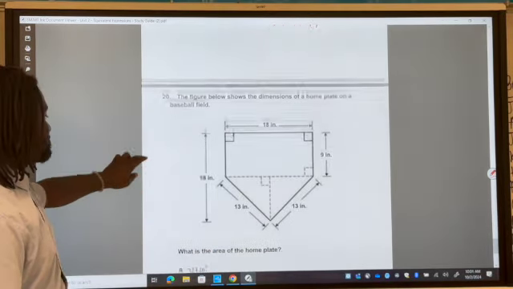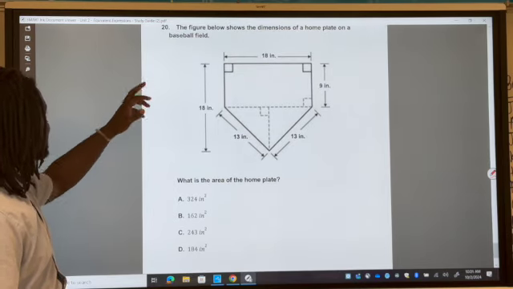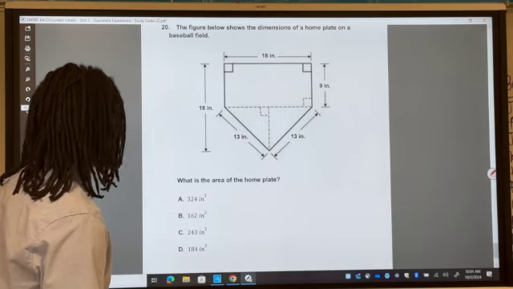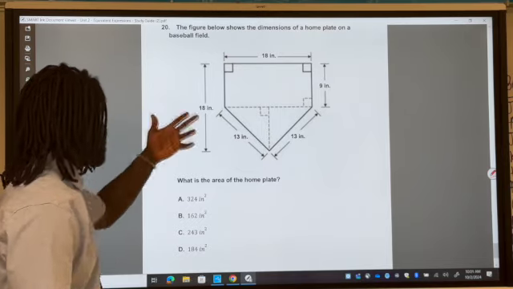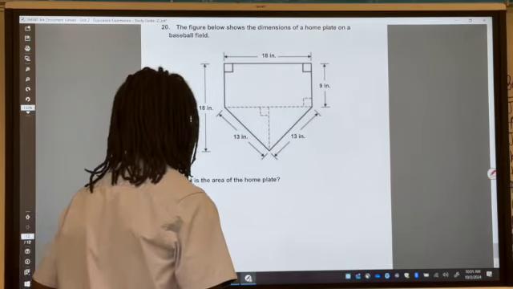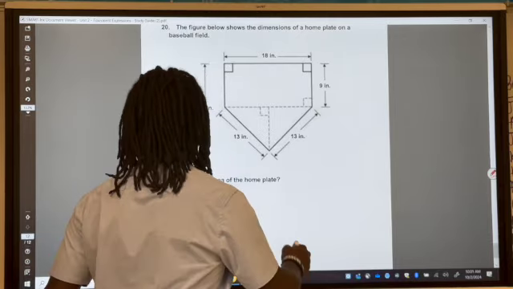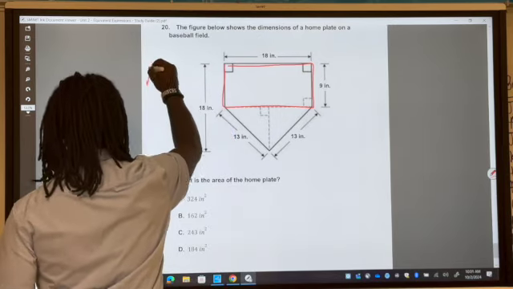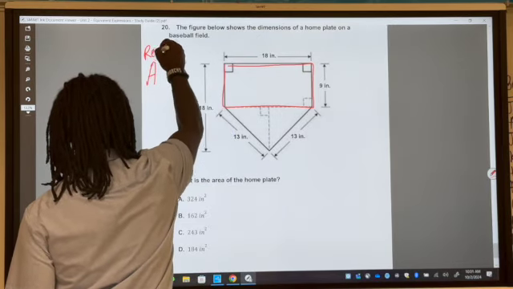And we have made it to the end, okay? You got this baseball home plate, and we're finding the area, okay? This one is actually already divided up kind of into pictures for me, okay? And so I got a rectangle here, okay? So let's start by finding the area of my rectangle, okay?